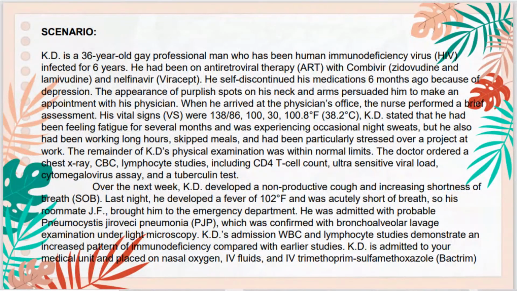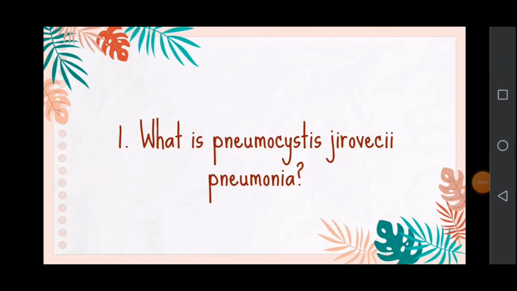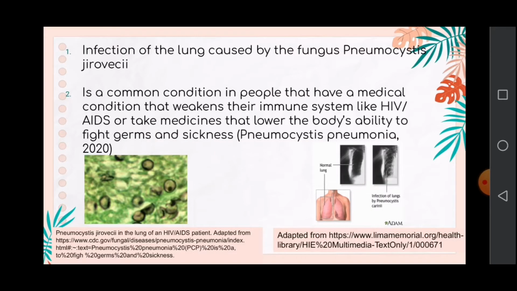Today, our group is going to present case study 1 regarding immunodeficiency. Question 1. What is PJP? PJP is an infection of the lung caused by the fungus Pneumocystis jirovecii.